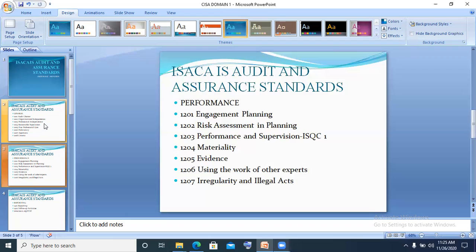And the evidence must be sufficient and appropriate. Sufficient is talking about, do you have enough evidence? Appropriate, do you have qualitative evidence that can stand scrutiny? That's appropriate. All right, 1206, using the work of other experts.